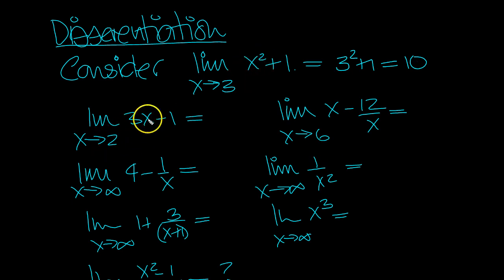And here, if x tends to 2 and gets very, very close to 2, the value of the limit of this function would be 3 times 2 minus 1, which is 5. And here, as x tends to 6, 6 minus 12 over 6 is 2, 6 minus 2 is 4. So I hope you can see that it's very easy to visualize what's happening there with those simple limits.